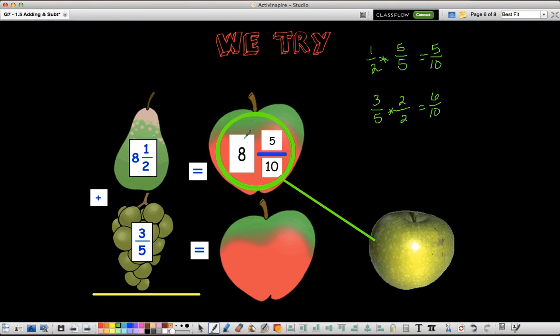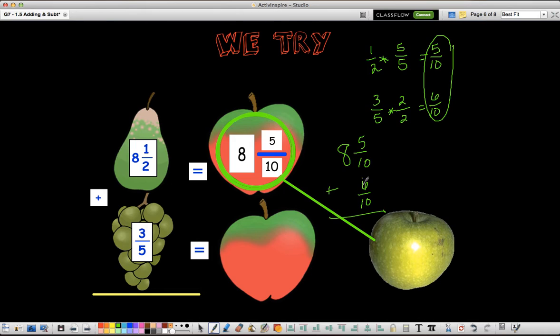So now notice I don't do anything to the 8. I'm not changing the 8. I'm not creating more whole groups. I'm just saying, okay, well 1/2 is the same thing as saying 5/10. And 3/5 is the same thing as saying 6/10. And now I can work with these two numbers because they're like fractions. So I have 8 and 5/10, and I'm going to add 6/10.